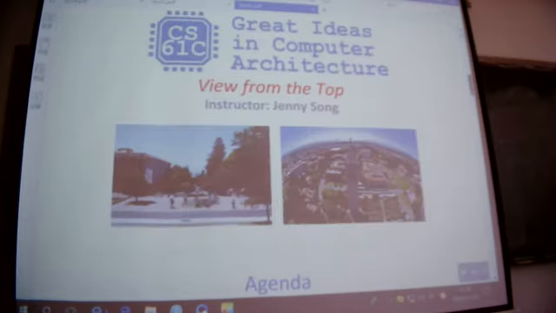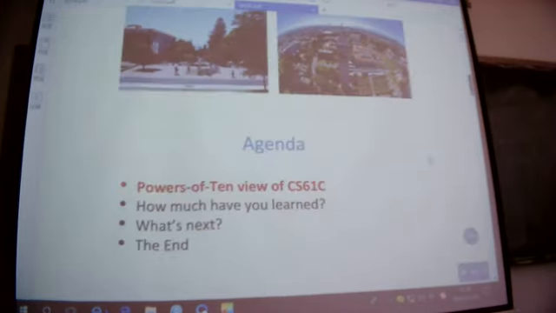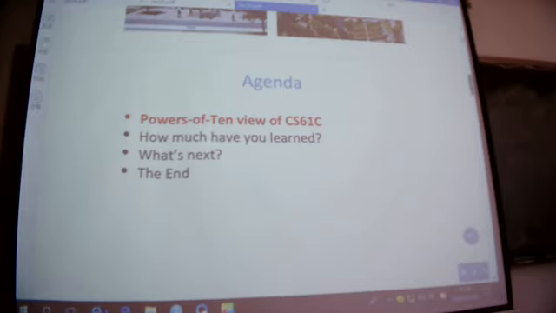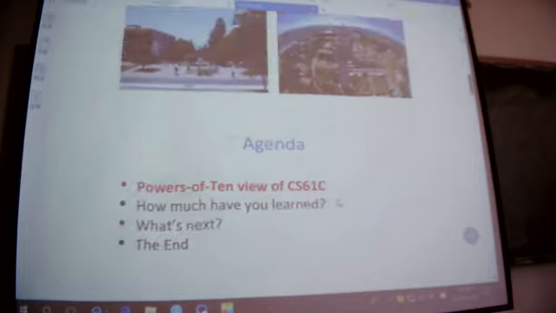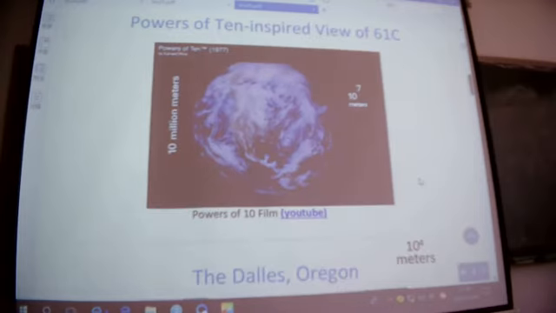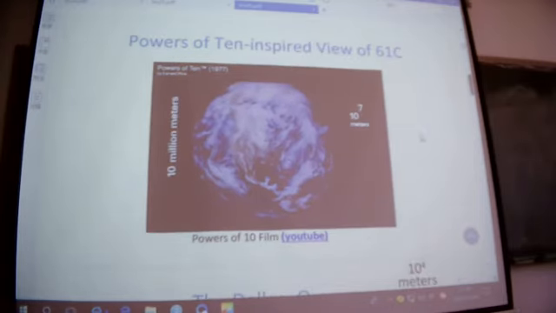Okay, in lecture 26, we can see there is a powers of 10 view of CS61C. How much have you learned? What's new? We can see there is a powers of 10 inspired view of 61C. There is a powers of 10 view.